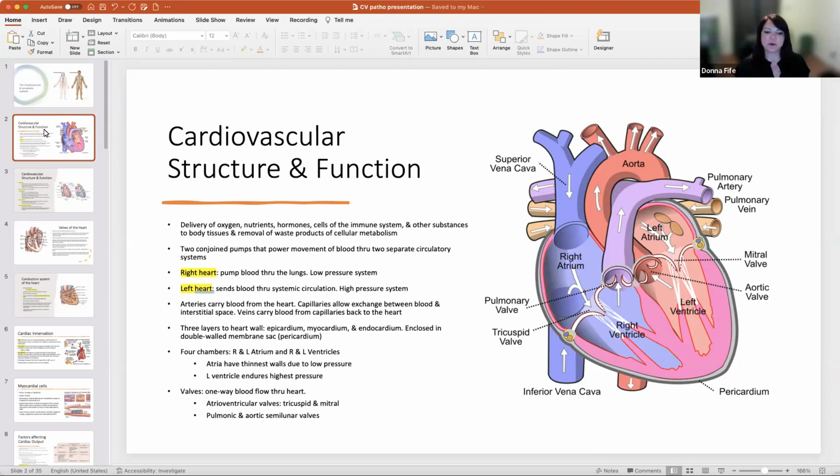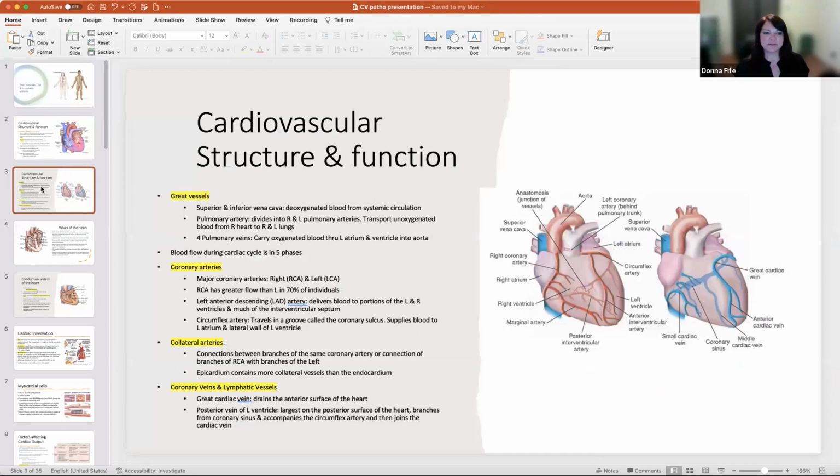Atria have the thinnest walls, being low pressure. They act more as a reservoir for holding blood before sending it into the ventricles. And the left ventricle endures the highest pressure because it has to pump that blood out into the systemic circulation. We have valves that are for the one-way blood flow through the heart: atrioventricular valves, or the tricuspid and mitral, and the pulmonic and aortic or semilunar valves.